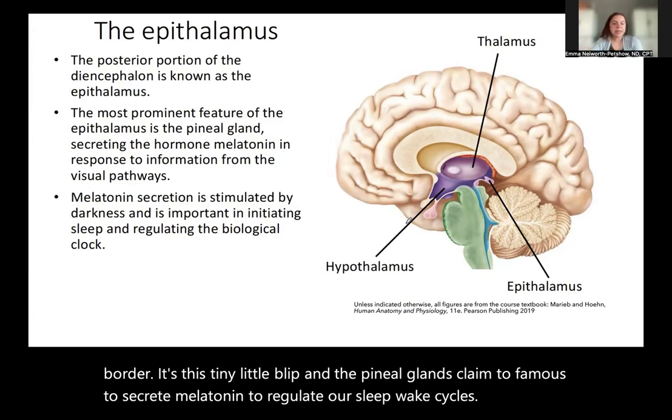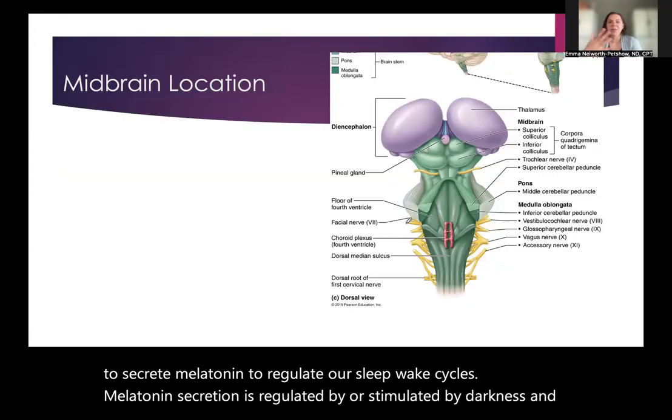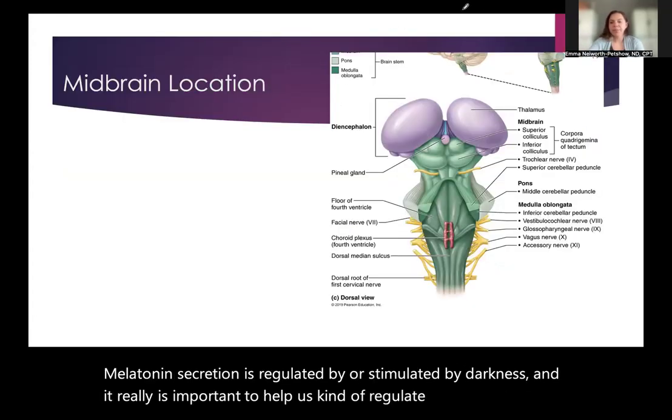Melatonin secretion is stimulated by darkness, and it really is important to help us regulate our circadian rhythm, our biological clock.